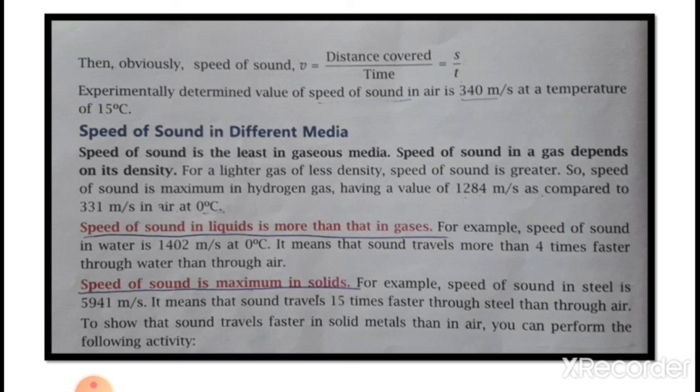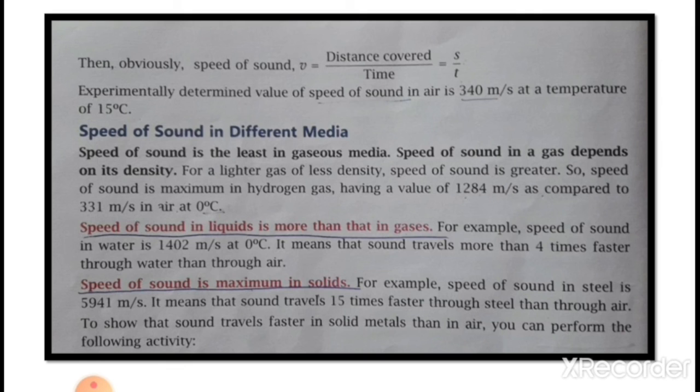See, the speed of sound in air at room temperature, that is 15 degree Celsius, is 340 meter per second, and at 0 degree Celsius it will be 331 meter per second. Okay, hydrogen has the maximum speed of sound among gases. And the next point is very important. Speed of sound in liquids is more than that of gases. Okay. For example, speed of sound in water is 1402 meter per second at 0 degrees Celsius. It means that sound travels more than 4 times faster through water than air.